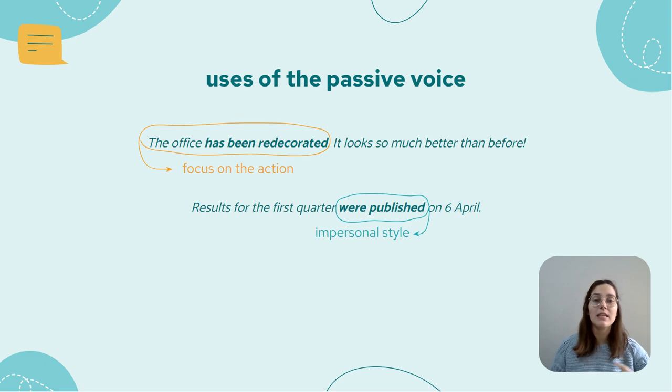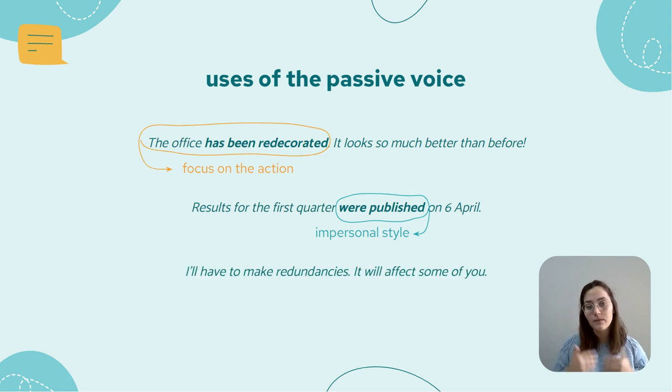And in this idea of impersonal style, we can say, and take a look at this, how different it would be to say, I'll have to make redundancies, it will affect some of you. This is, on the one hand, active and so completely personal. I'm putting myself in the focus. I have to make some redundancies, and it, my decision, will affect some of you. This is a very sensitive topic to be said like this.